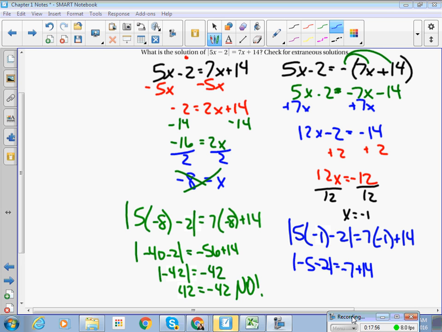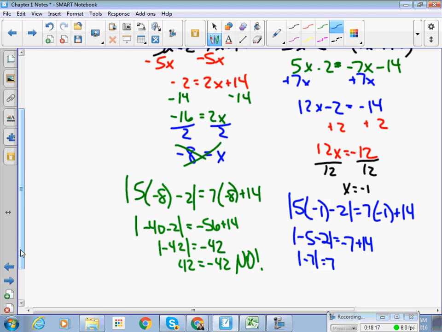Okay, 5 times negative 1 is negative 5. Minus 2 is negative 7. 7 times negative 1 is negative 7. Negative 7 plus 14 is 7. The absolute value of 7 is 7. Is that equal to 7? So this one checks out, and x equals negative 1 is our solution.